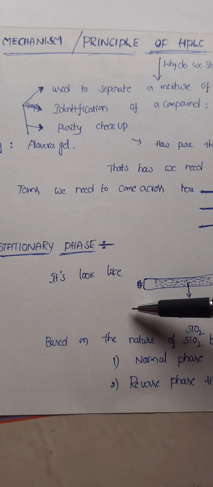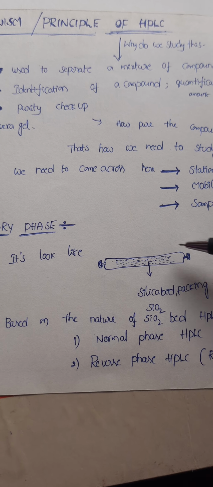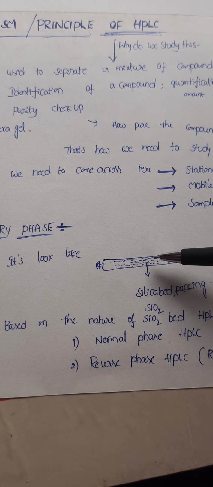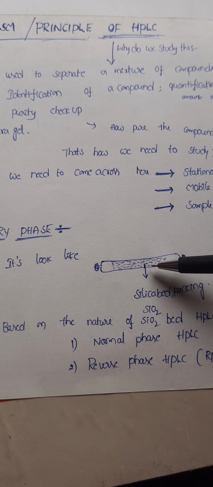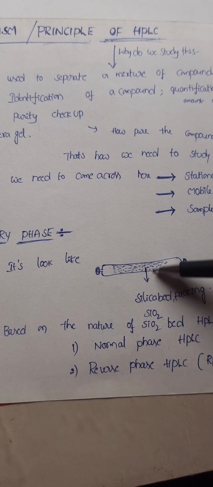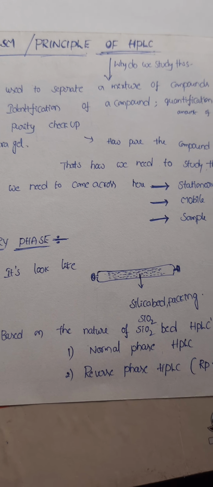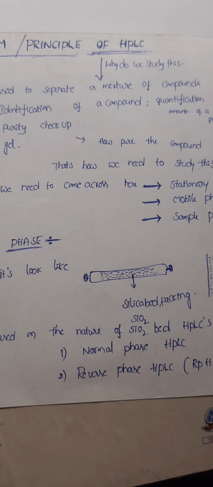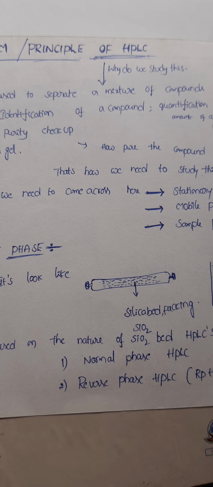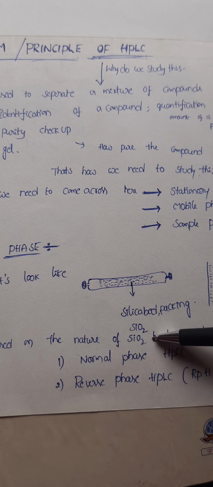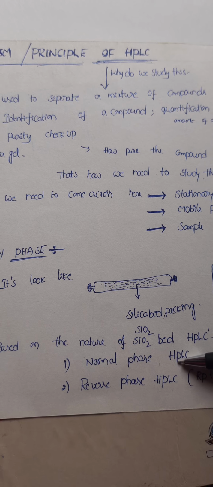How does the stationary phase look? Yes, it looks like a rod with screw end fittings on both sides. Inside this is a packing material of silica bed. In general, silicon oxide is polar in nature. Based upon the nature of this silicon oxide, HPLC can be categorized into normal phase HPLC and reverse phase HPLC. Right, SiO2. If SiO2 is in polar nature, that is termed normal phase HPLC.